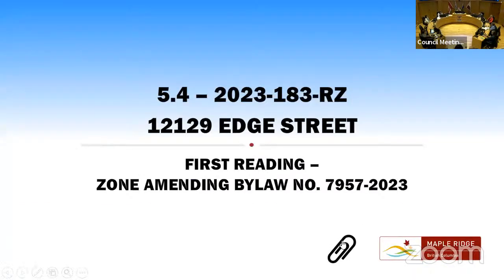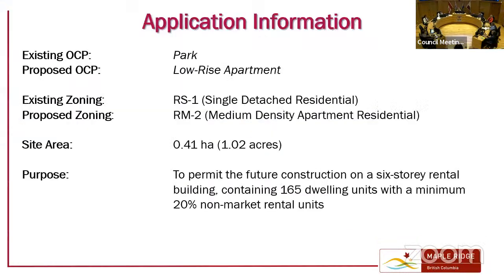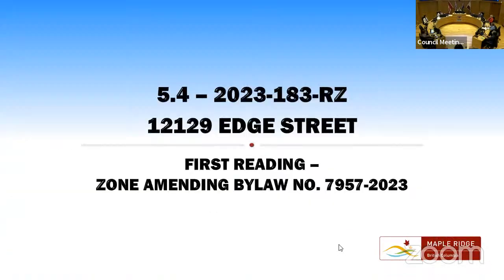This presentation is for the rezoning application 2023-183-RZ for the property located at 12129 Edge Street, requesting council to grant first reading to the zoning amendment bylaw 7953-2023. The reason that we are requesting council only to grant first reading is that this application was received prior to July 25th, 2023, when the amendment to the development procedure bylaw was adopted, requiring that only a complete application be received and forwarded to council for combined first and second reading.